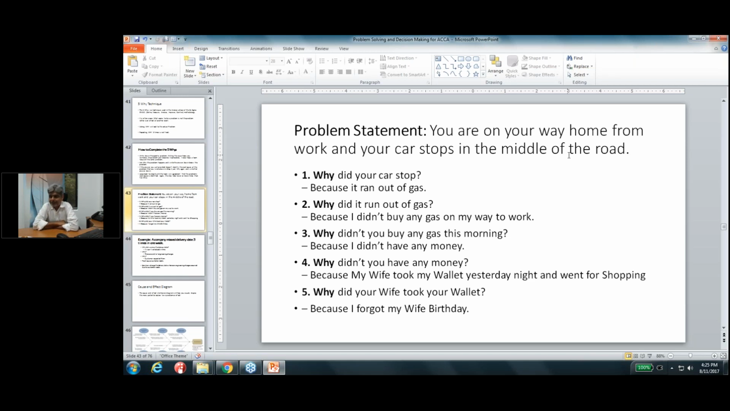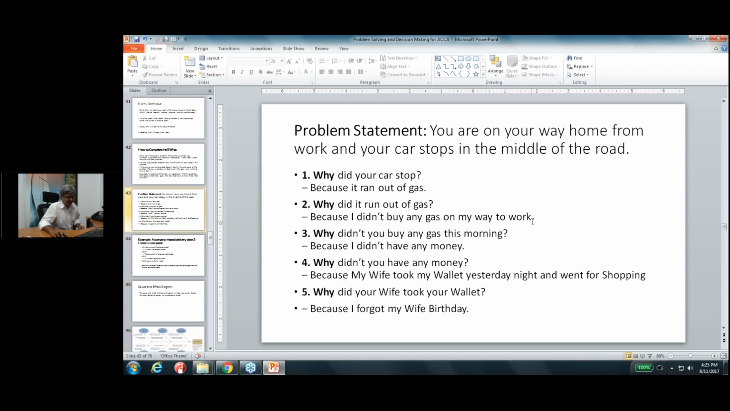So what is actually the problem? What is actually the cause? Ukas is saying, interesting to know that even the 5-why technique doesn't dare ask the sixth: why did you forget the birthday? That is the solution. So now the problem is this: never ever forget your wife's birthday. Yes, the wife's birthday. How did you forget your wife's birthday? Okay, then what will happen?